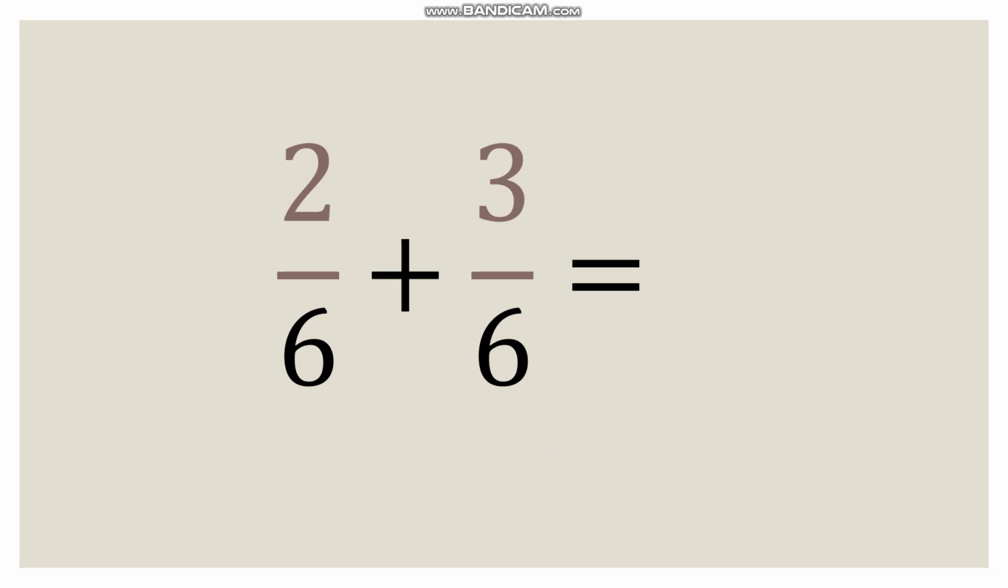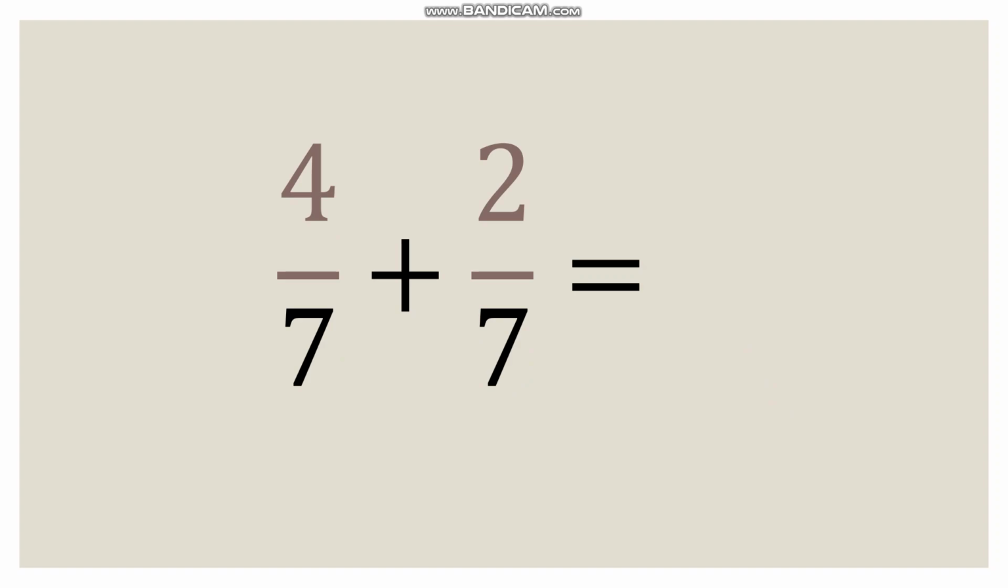2/6 plus 3/6. What do you think is the answer? Again, just add the numerator, then copy the common denominator. Alright, very good. So the answer here is 2 plus 3 equals 5. Then we copy the common denominator, which is 6. 5/6. Do we have the same answer? Do we need to reduce 5/6? No. So this is our final answer. Alright, that's great. Next number.